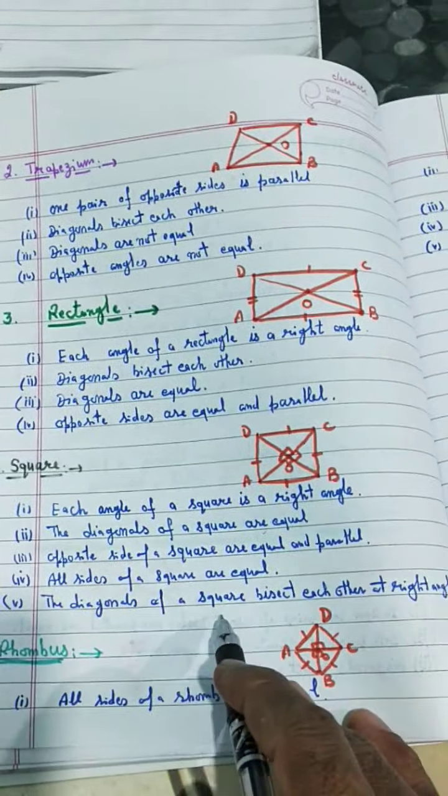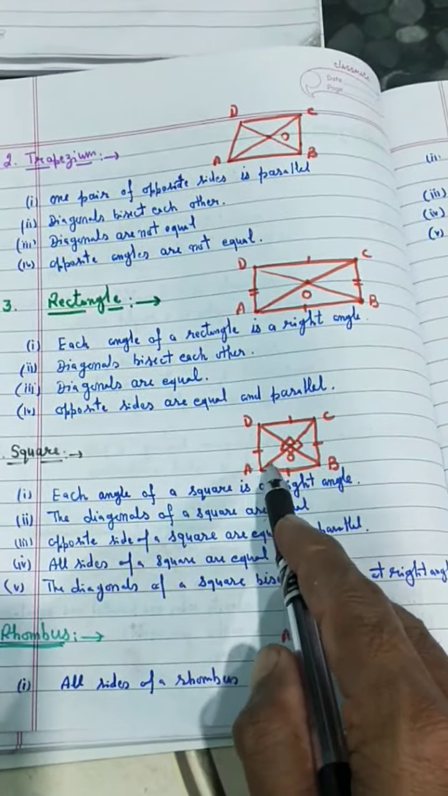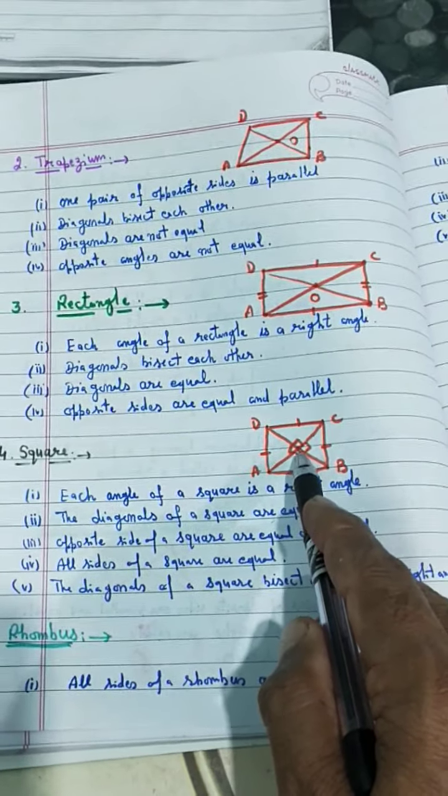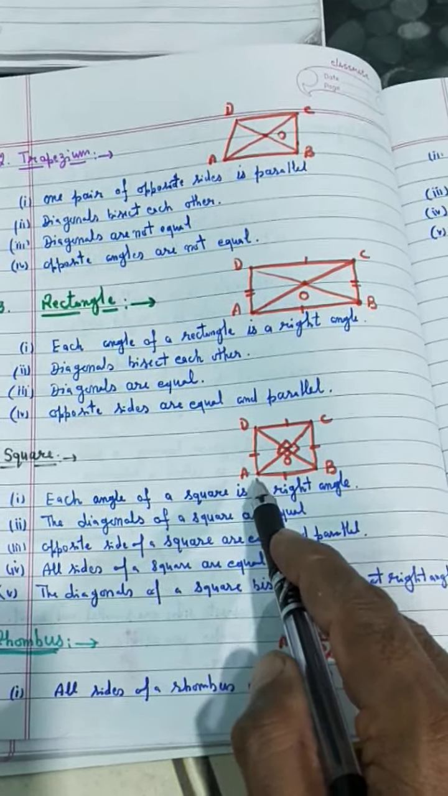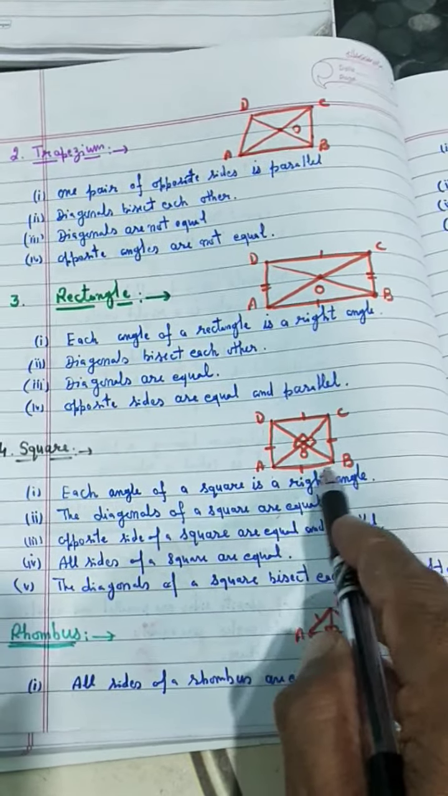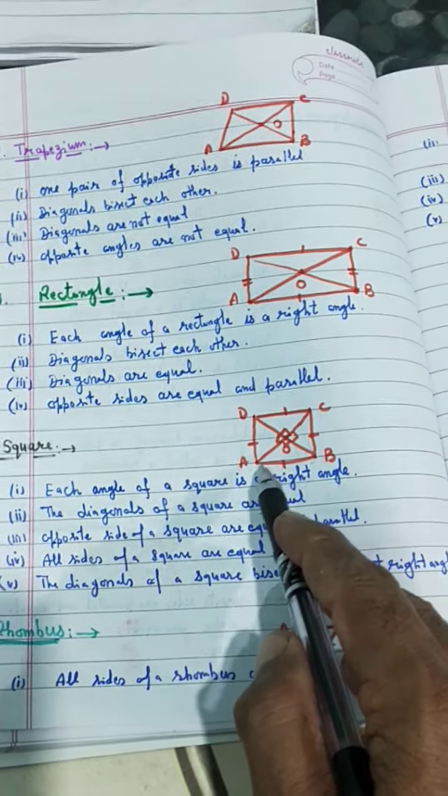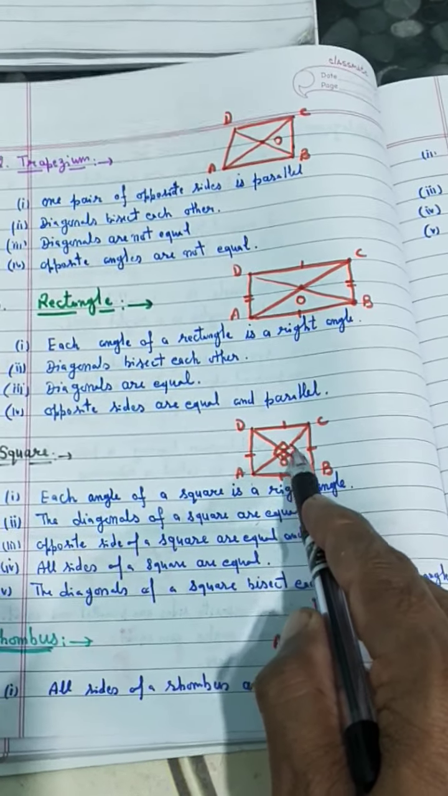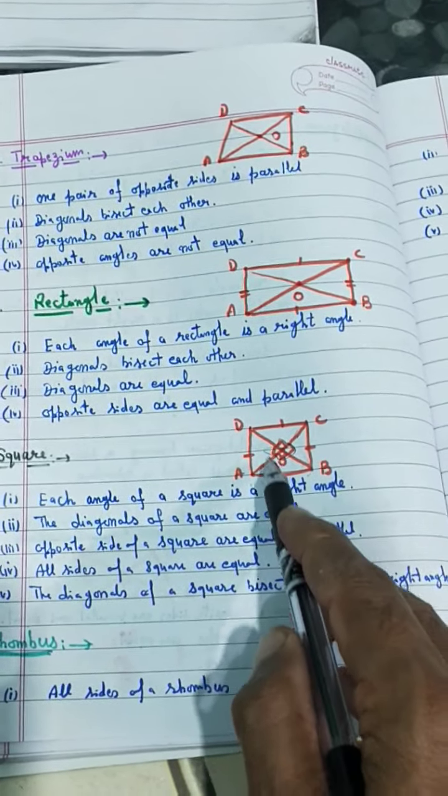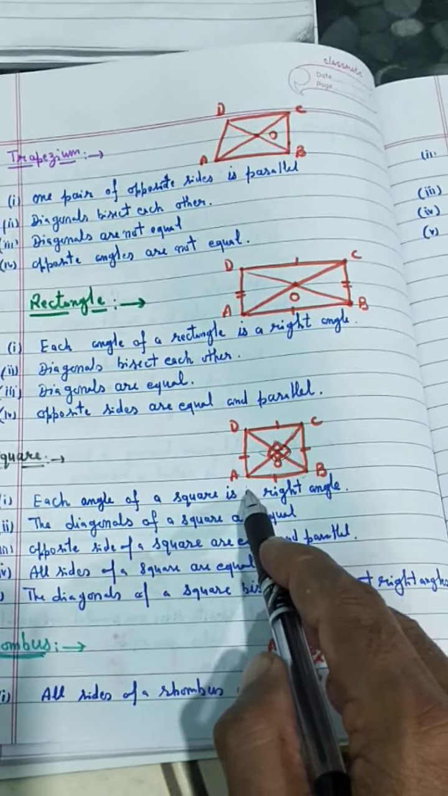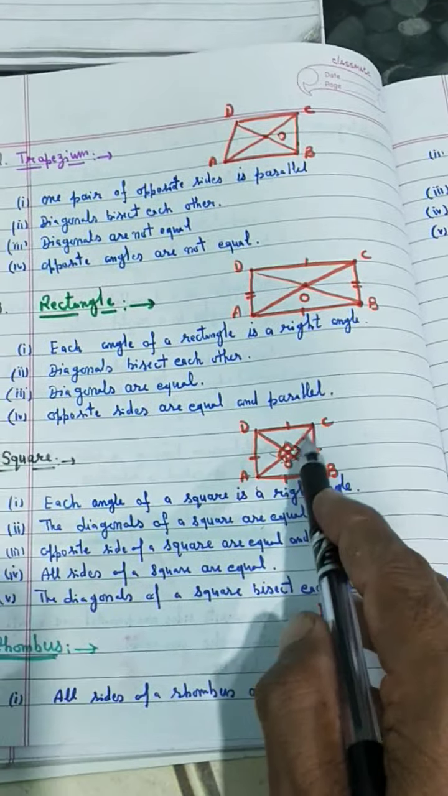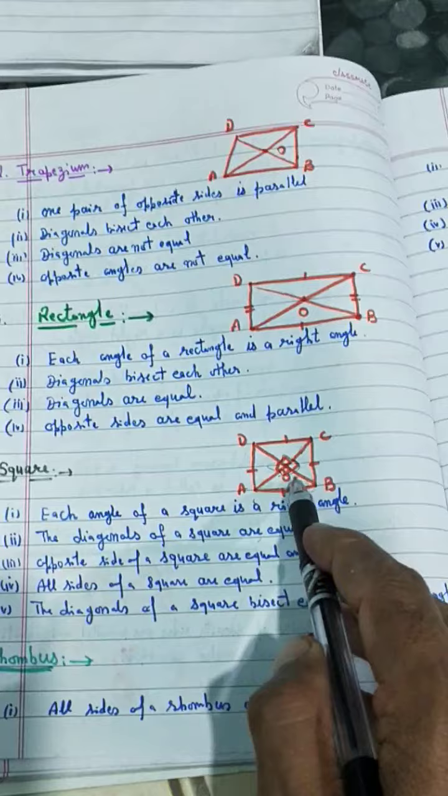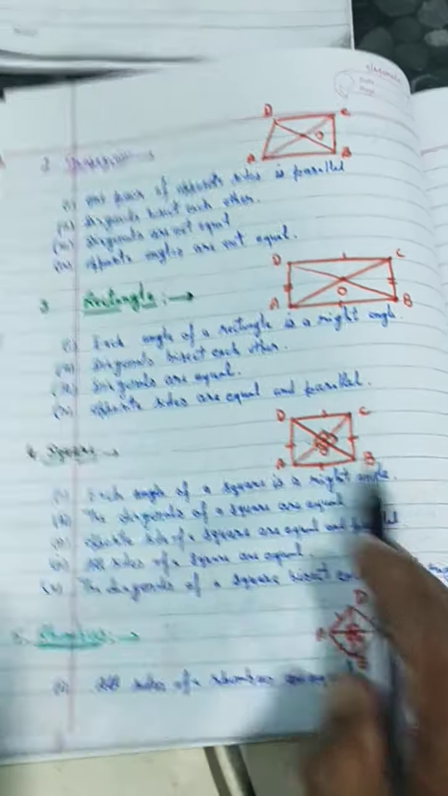Now listen, the diagonals of a square bisect each other at right angle. It means triangle AOB is a right angle triangle. Why? Because diagonals bisect each other at right angle. Here the angles are 90, 90, 90, 90. There are 4 right angle triangles: triangle AOB, BOC, COD, and AOD. All are right angle triangles.